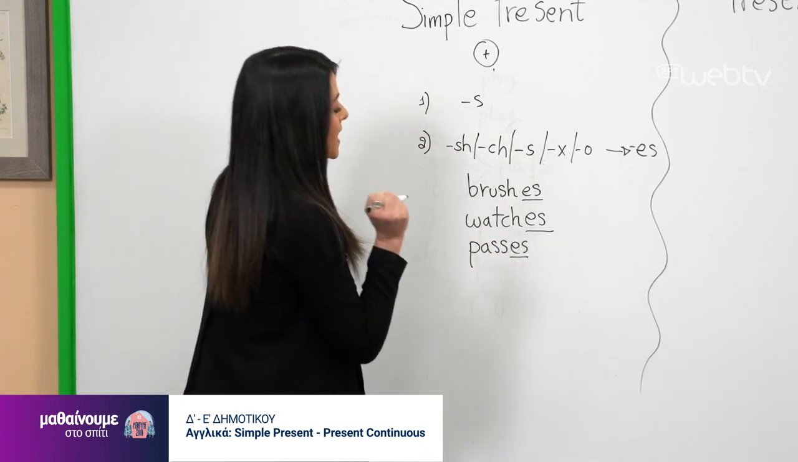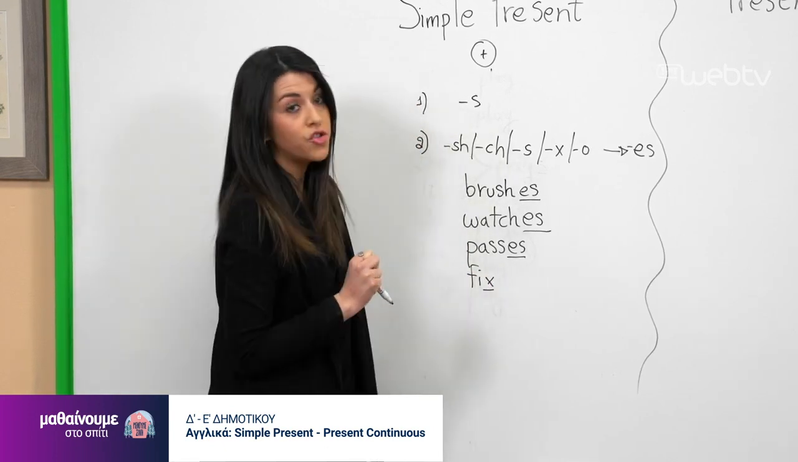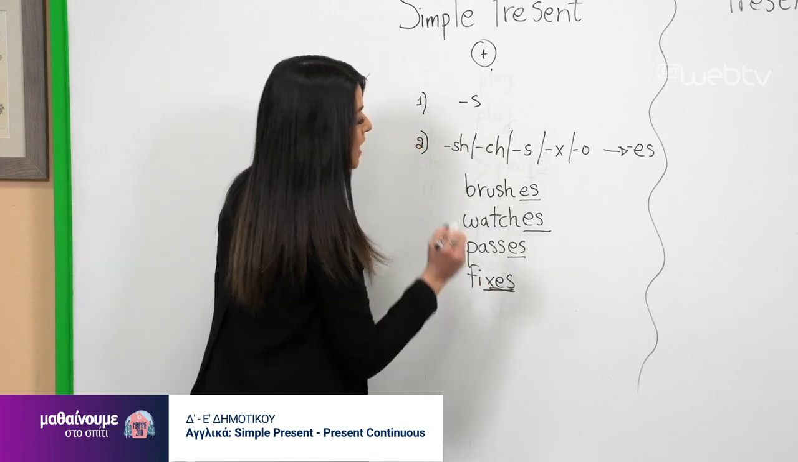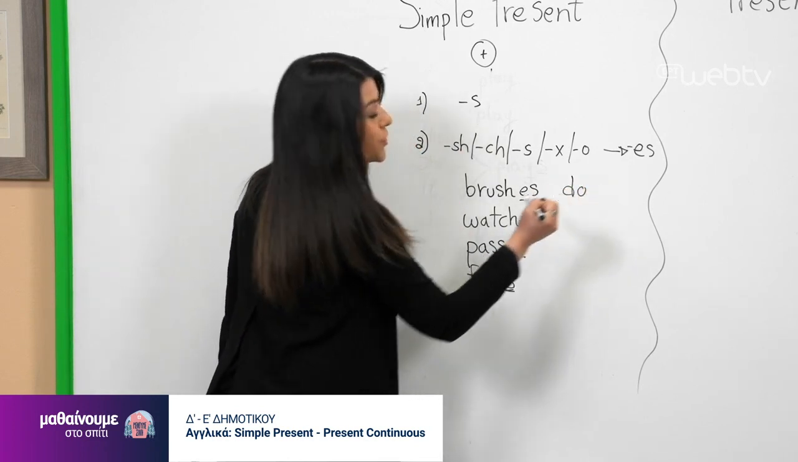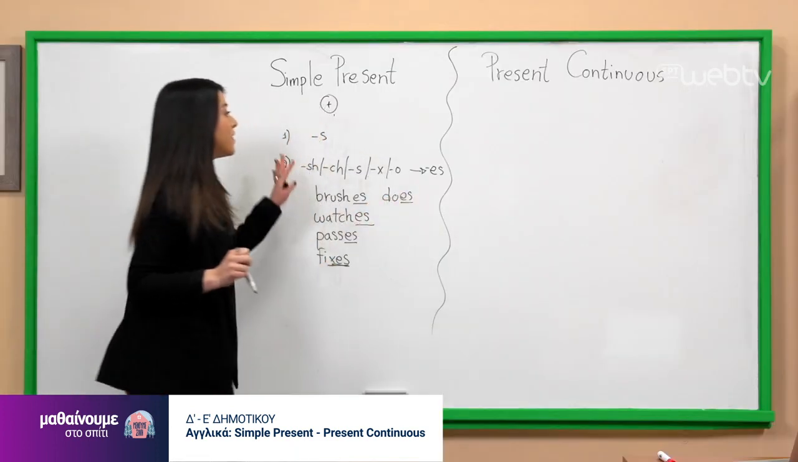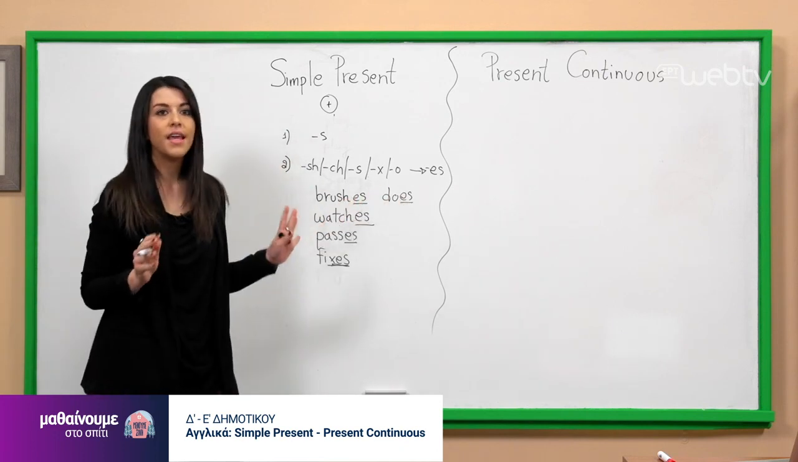Okay? Then let's say I fix with an X. Again, he, she, and it fixes. Okay? And finally, I do. I do, you do, he, she, it does. So, this is the second basic rule. What we do is we put ES in the end.